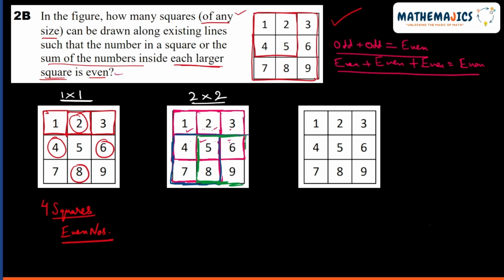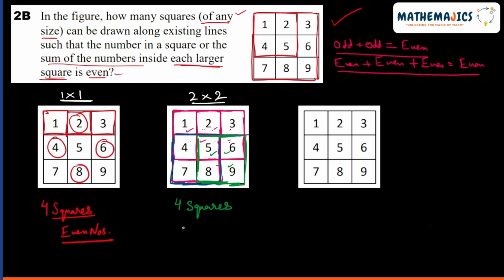Yes, this is also a 2 by 2 square. Two odd numbers and two even numbers will add up to give us an even number. So how many total 2 by 2 squares are there in which the sum of numbers is even? There are a total of 4 squares.